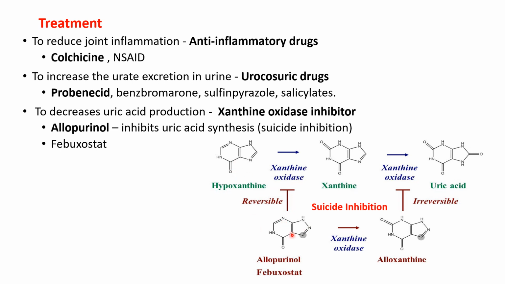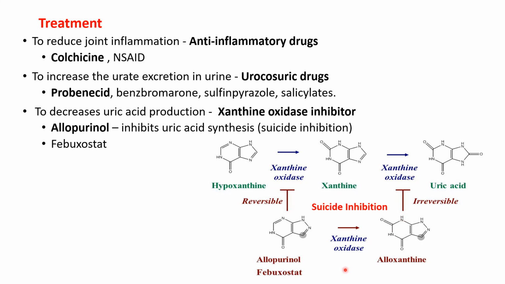Because of this structural similarity, allopurinol actually competes for binding to xanthine oxidase. Once it binds to xanthine oxidase, it gets converted into a potent inhibitor, alloxanthine. Now this alloxanthine irreversibly inhibits the xanthine oxidase. Now you can see the product itself is inhibiting the enzyme. That's why it is a suicide inhibition.